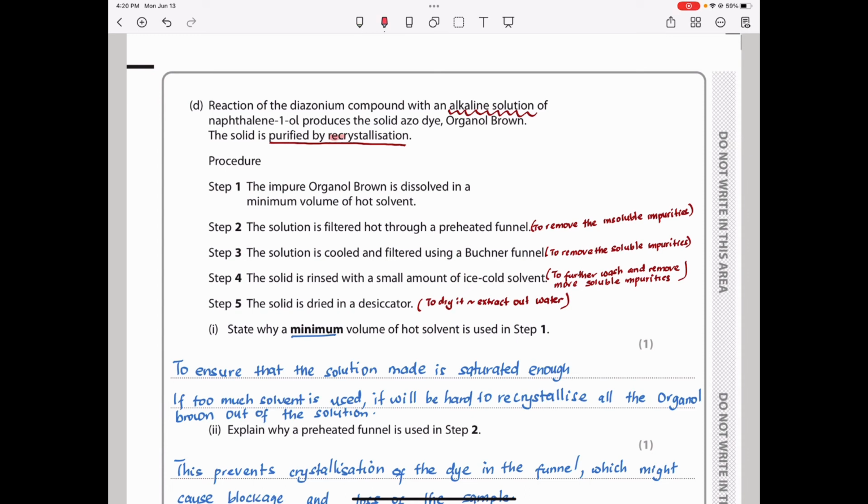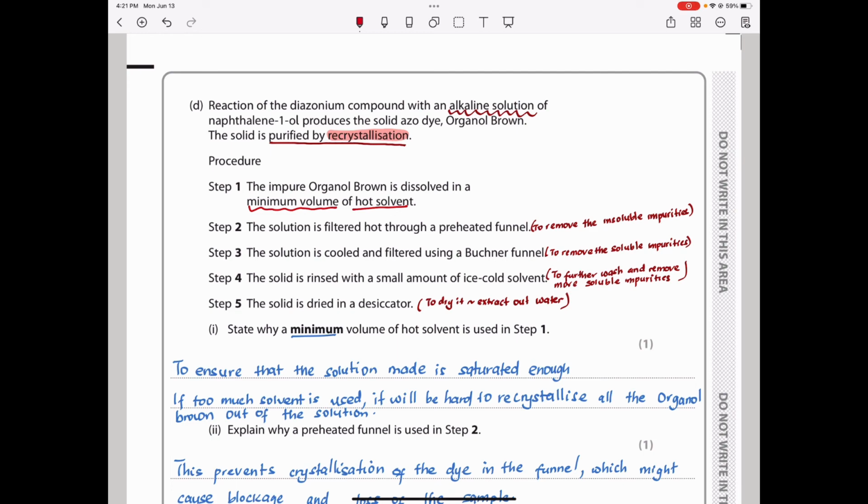Again, be very careful about recrystallization. You better understand it for any Unit 6 chemistry paper you're going for. Recrystallization is usually there. Procedure, step 1: the impure organobrown is dissolved in a minimum volume of hot solvent. Remember, they've said minimum volume of hot solvent. This ensures that we do not use too much solvent, so that the crystals are easily formed when we are trying to cool down.